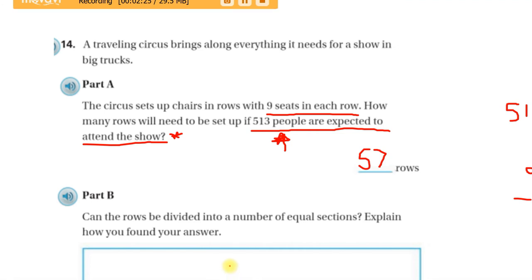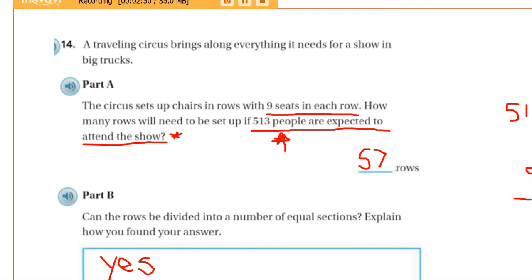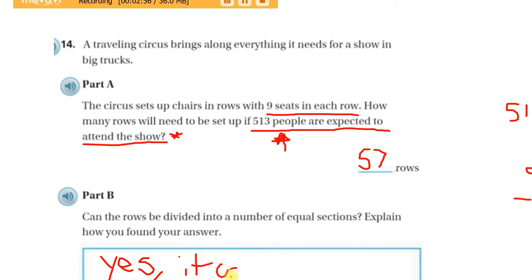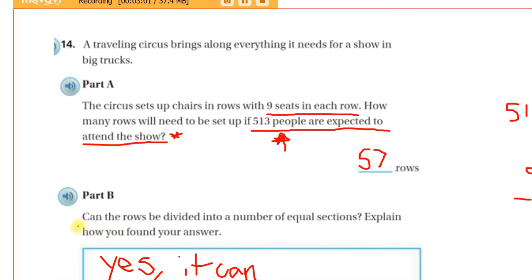There's a little trick with some division: I notice that 5 plus 7 is 12, and 3 can go into 12, so I know 3 is going to be able to go into 57. So can the rows be divided into a number of equal sections? Yes. It can be divided into 3 equal sections. There may be other numbers as well, but that's the first one I saw, and it didn't ask me to give more than one example, so I'm going to use that.